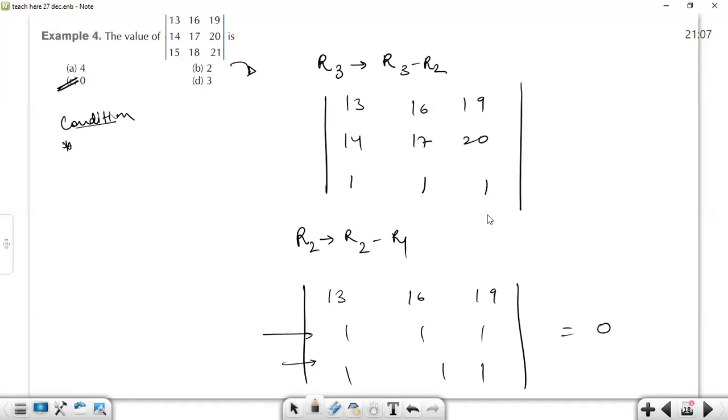So my point is that wherever changes are going to be made, we have to write the result first, and only then can we go ahead and do the further operation on that particular row or column. Clear, everyone? Yes, sir.